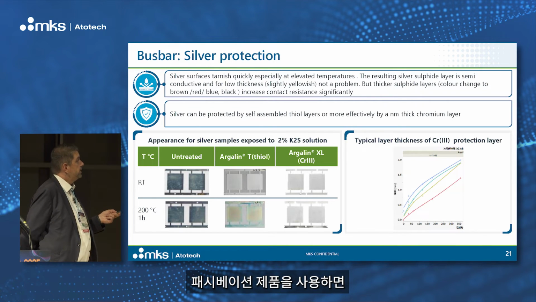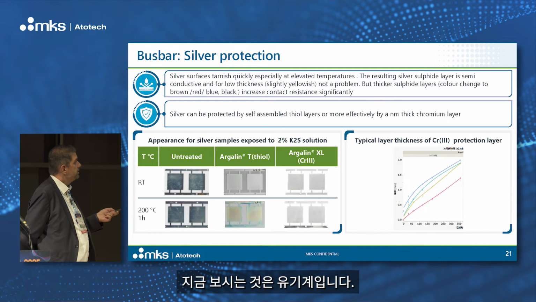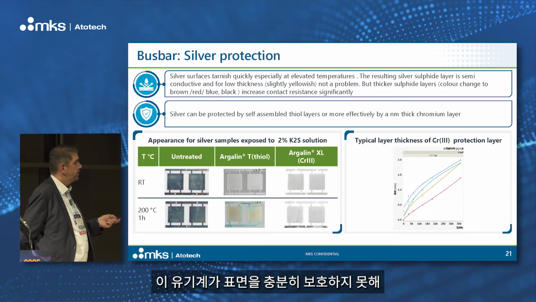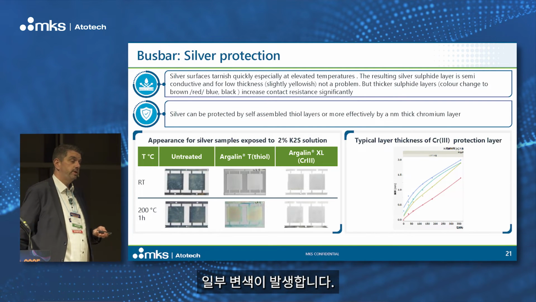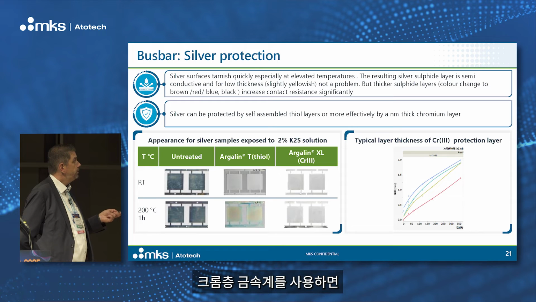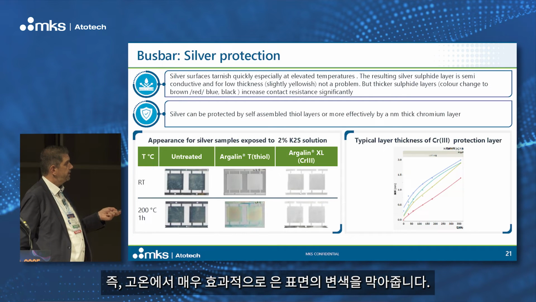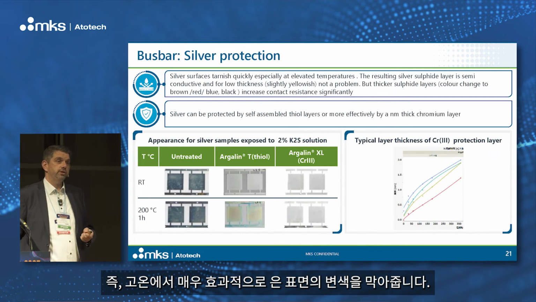If we use some passivation products, you see this is an organic type. At room temperature we have protection. If we use high temperature, this organic one is not really protecting the surface, so we have some tarnishing. If we use a metallic one, here we use chrome layer, you see even at high temperatures we keep the nice shiny look of silver. So with this we are protecting our silver surface from tarnishing very effectively at high temperatures.